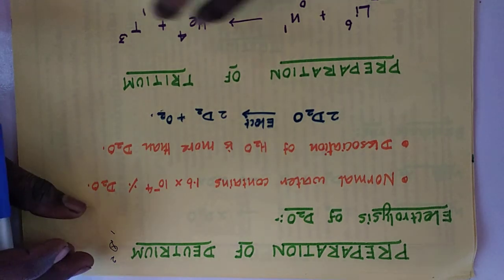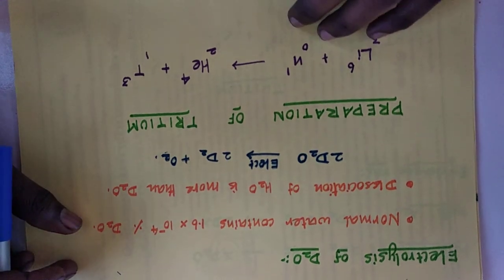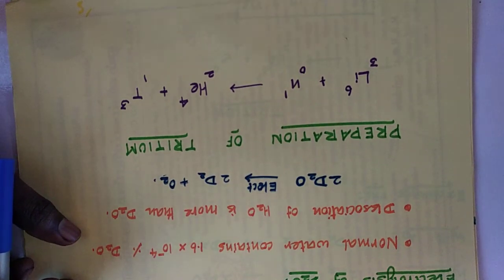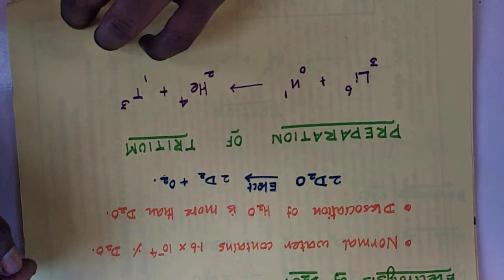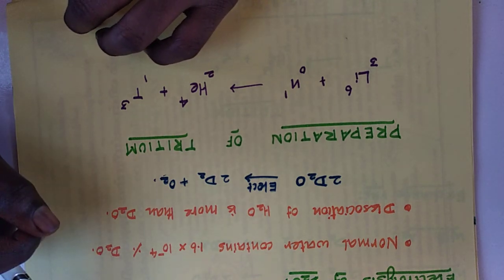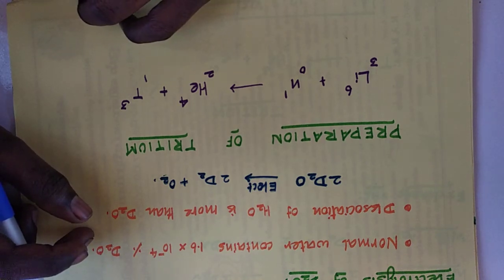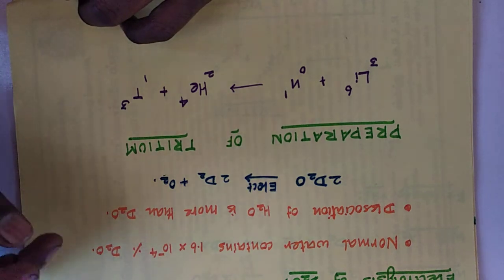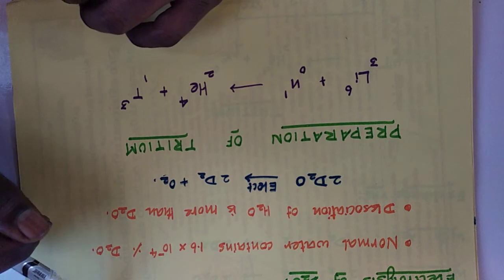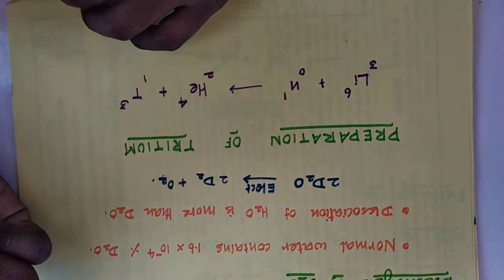The next one, preparation of tritium. Dear students, we know that tritium occurs only in trace quantities. Generally, tritium is available only in very small amounts, so there is no separate method to prepare it; it is prepared only in nuclear reactors. There is an artificial method for preparing tritium. Only one method is there. It's a very important 3-mark question.